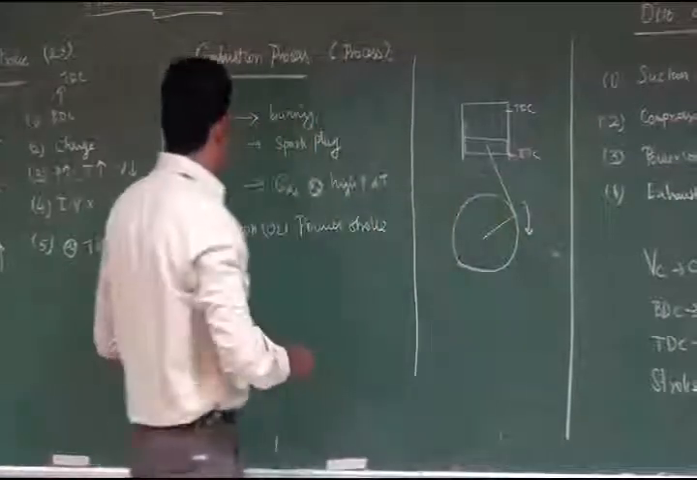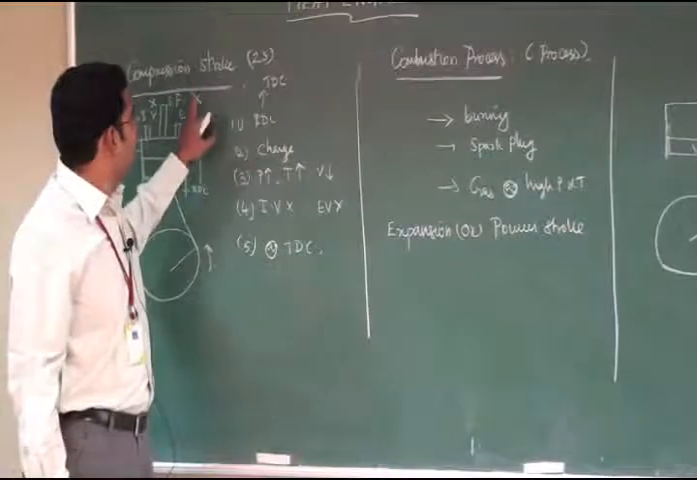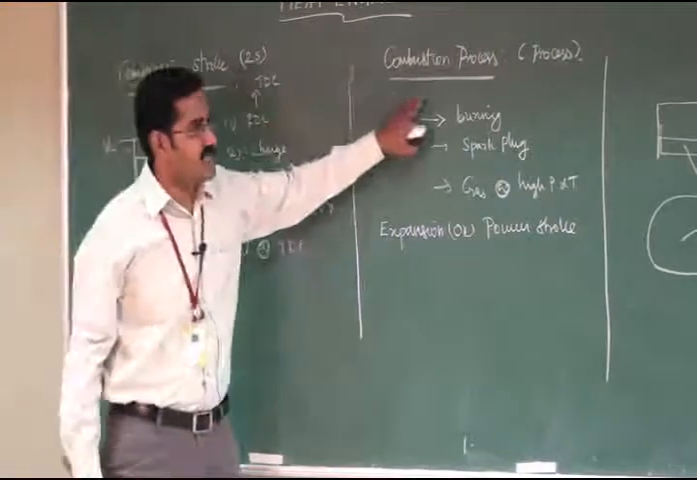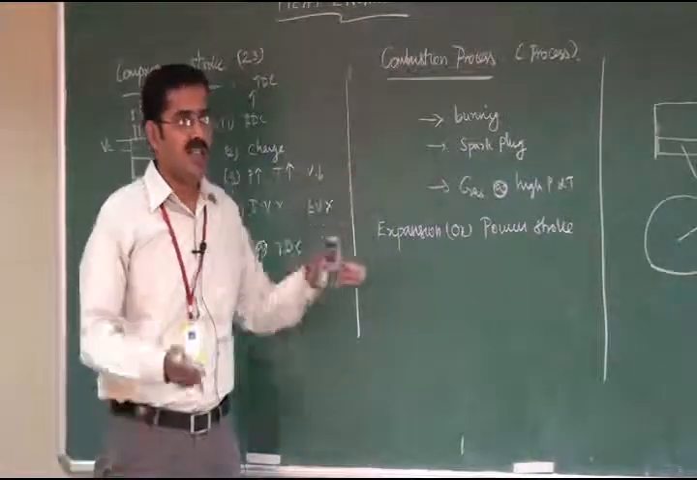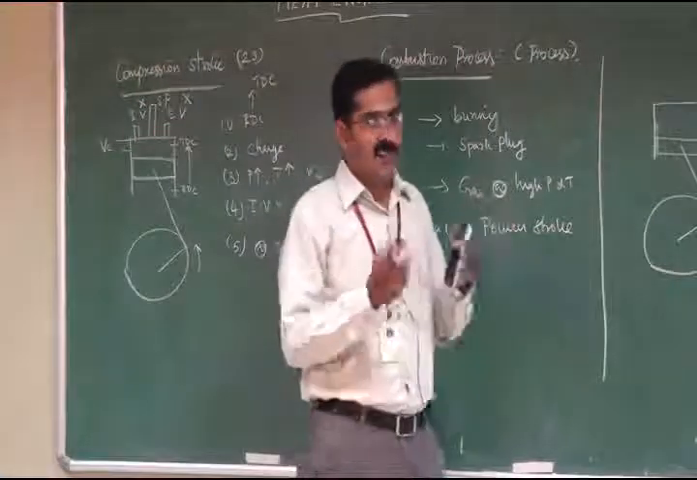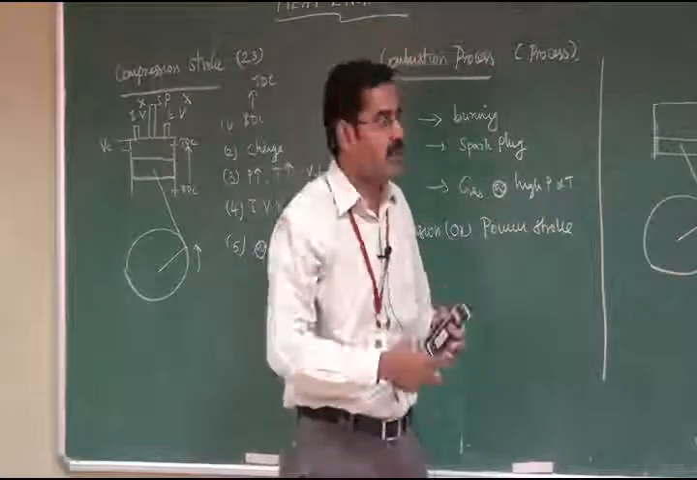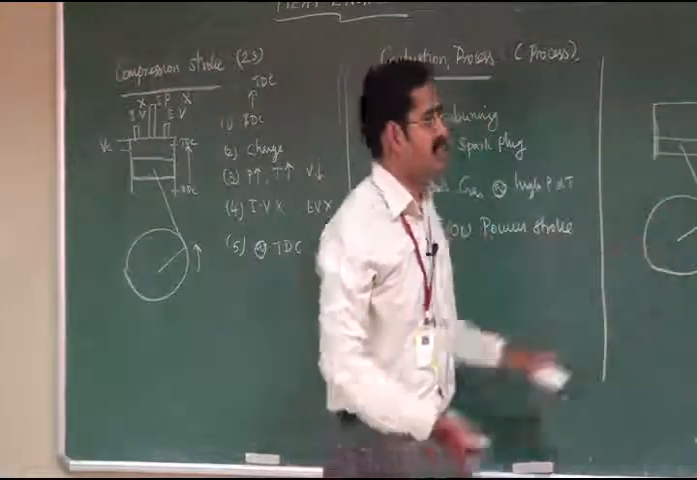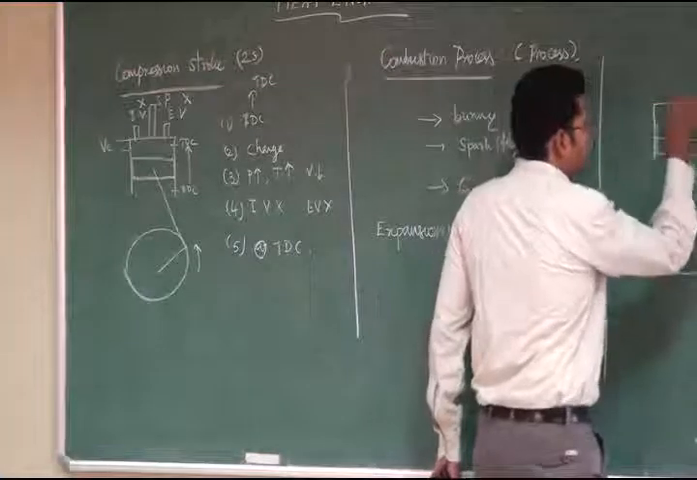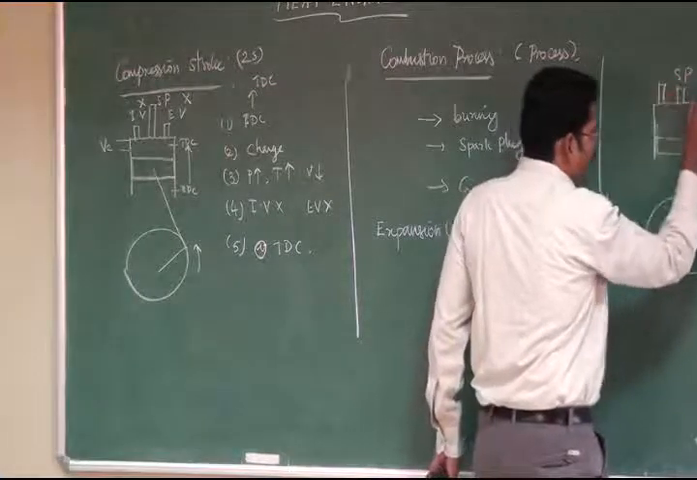So, in the expansion or power stroke, at the end of the compression stroke, the combustion process is carried out. The combustion process produces high pressure and high temperature gases, which expand. What will happen when the gas expands? It pushes the piston downwards from top dead center to bottom dead center. This process is called expansion or power stroke.